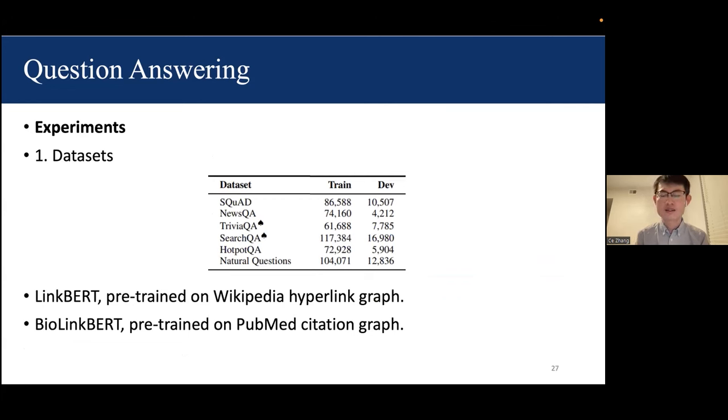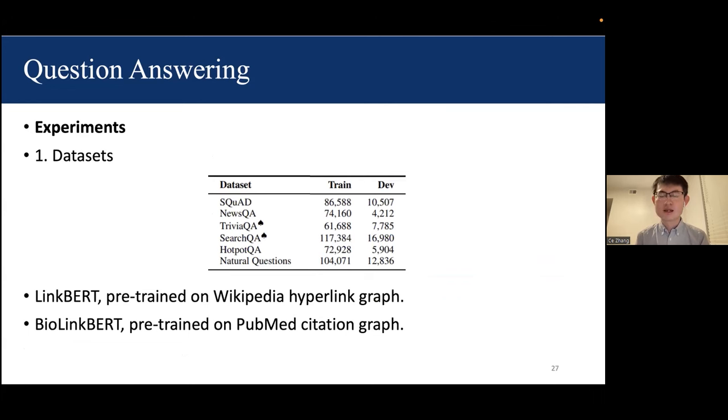Here, we test on six different datasets. The authors also propose two versions of LinkBERT. One is the general LinkBERT. It's pre-trained on the Wikipedia hyperlink graph. Wikipedia has general information, so the first model, LinkBERT, can be applied to general question answering tasks.